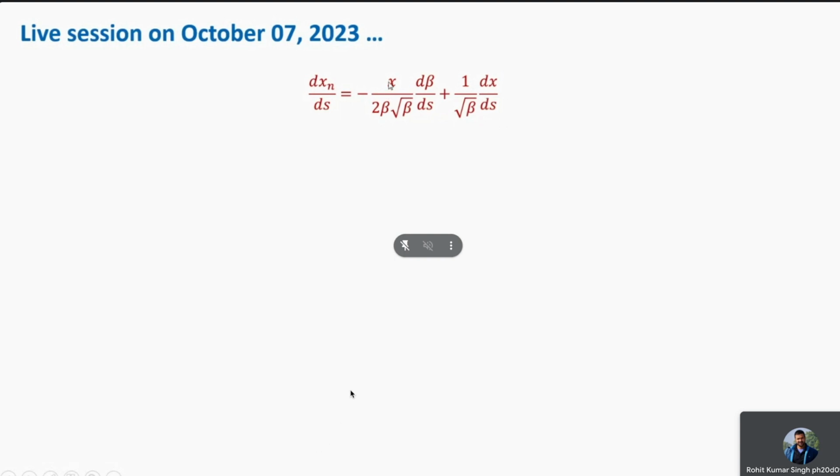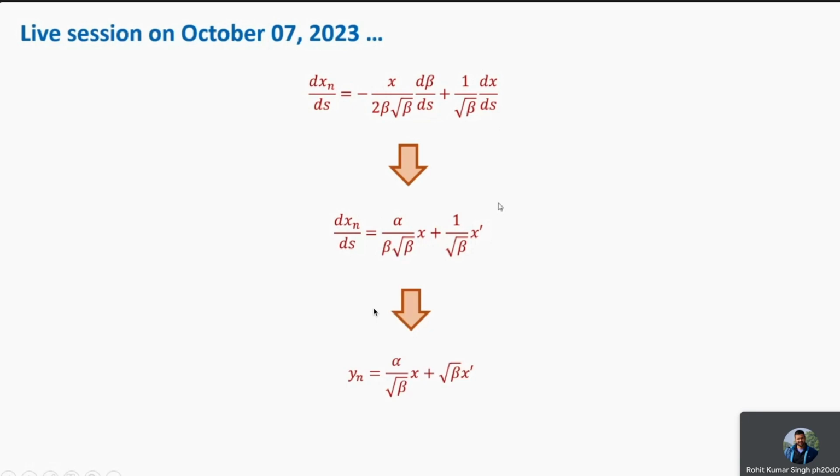Now you know that minus half d beta by ds is basically the alpha. We say that this parameter is alpha. So alpha upon beta is square root of beta x plus 1 upon root beta, and this dx by ds is basically x prime. So now you have dx and ds in terms of x and x prime. However, our new coordinate was beta multiplied by dx and by ds. So if we multiplied this value with beta, we will get the second coordinate also.